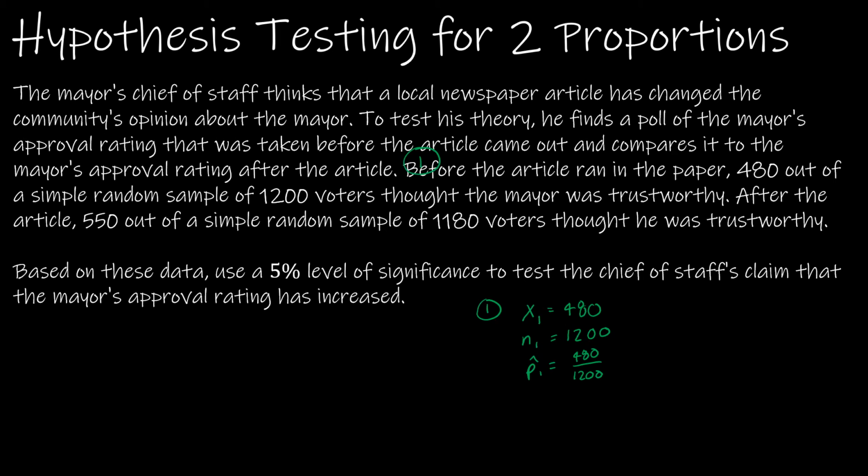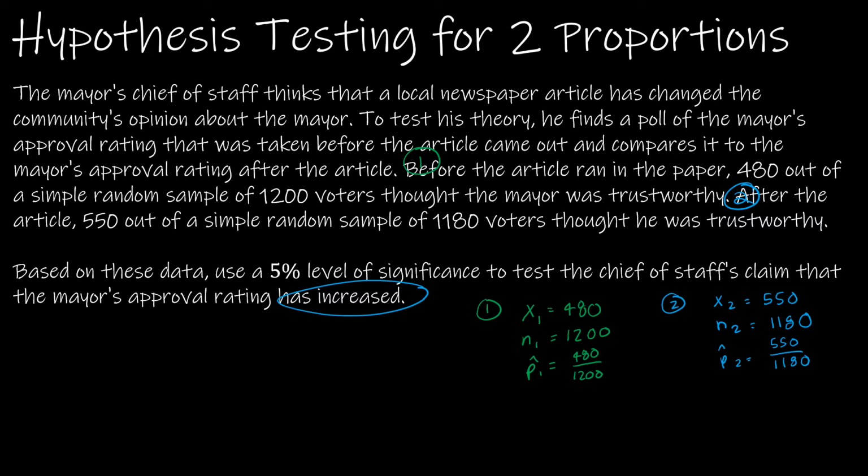And then after the article, which we're going to say is 2, x2 is 550, out of n2, 1180, and then p hat 2 is going to be whatever 550 divided by 1180 is. And then based on the data, use a 5% level of significance to test the chief of staff's claim that the mayor's approval rating has increased.